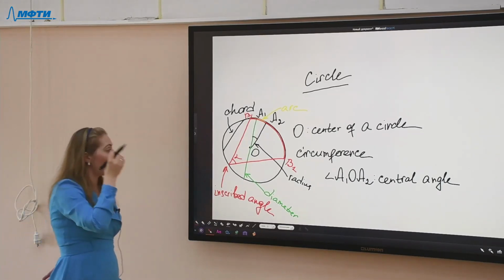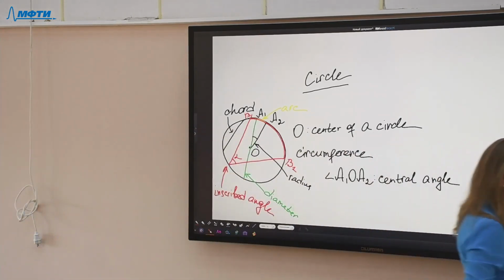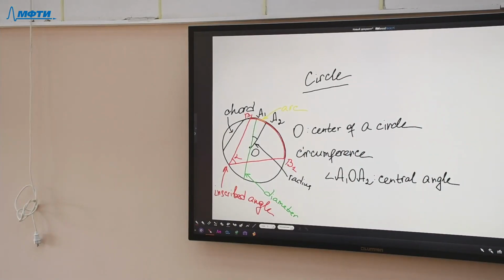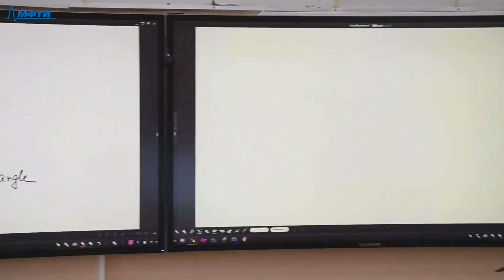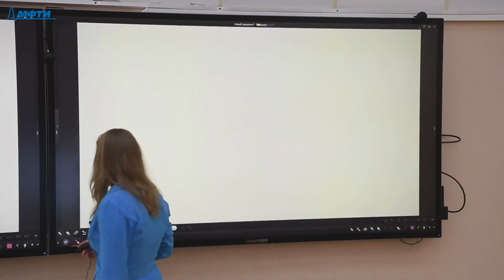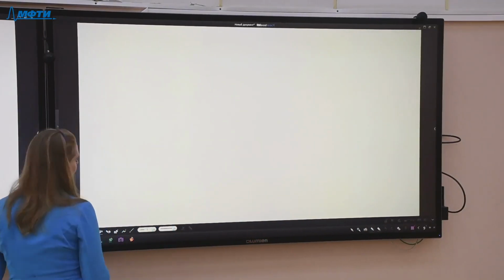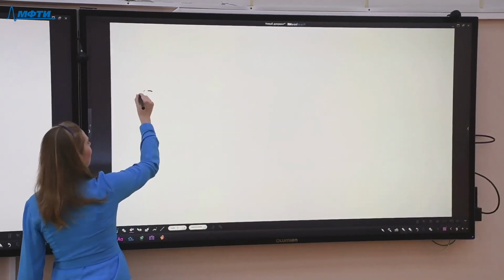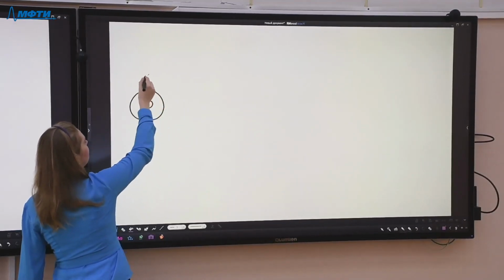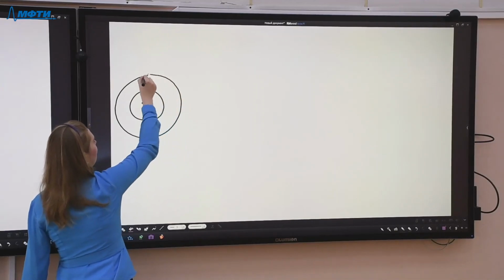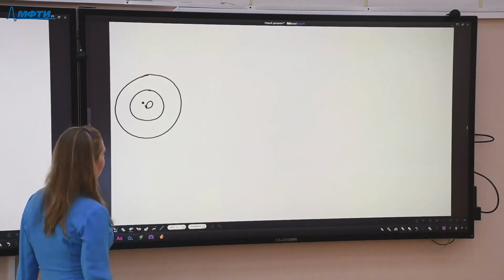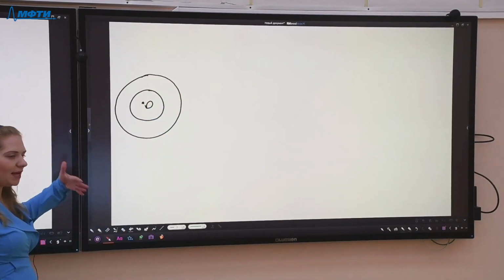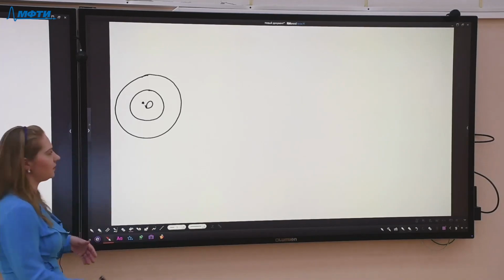Then, if we have two circles, we can have different situations. The first situation is when they have the same center. So this is O, and we have one small circle and one large circle. And in this case, we say that we have two concentric circles.